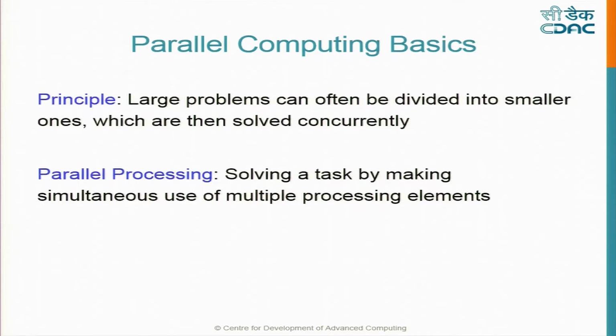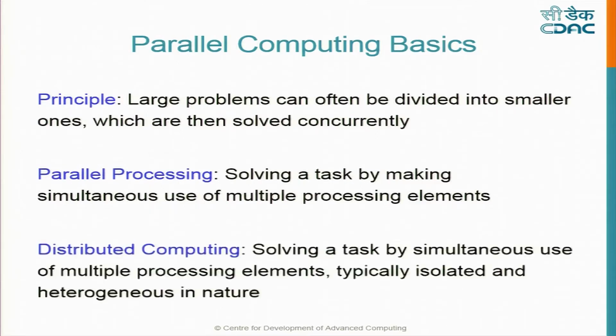So the first step is you have broken the problem down into multiple smaller problems. Then you assign multiple processing elements. You need multiple processing elements to which these smaller, concurrent tasks can be assigned. There is another way of looking at it, and the term that you will always hear is distributed computing.